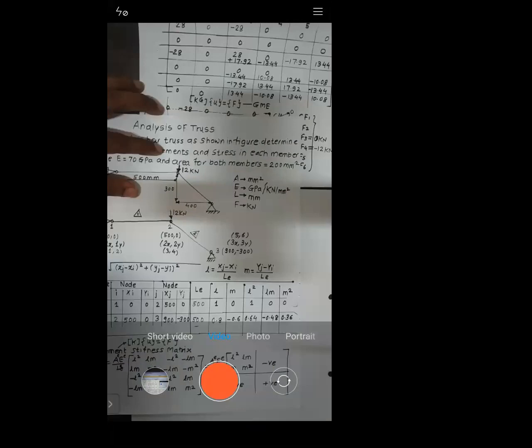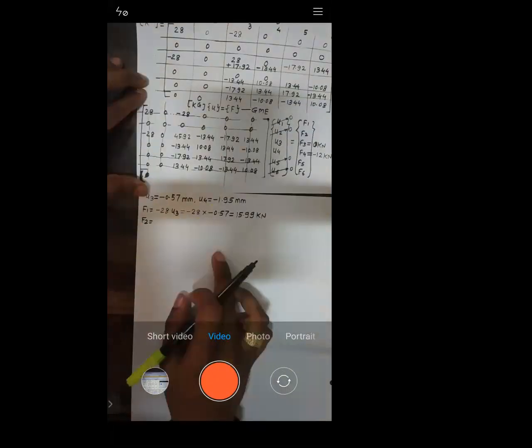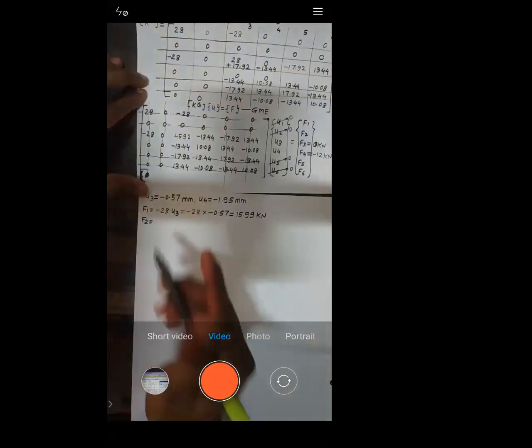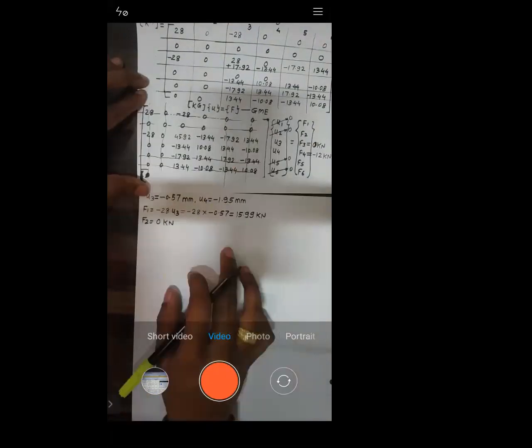So can you calculate F2 now? This row into this column. What will you get? You'll get 0 directly, right? Yes or no? Every term here is 0. Now we'll calculate F5.